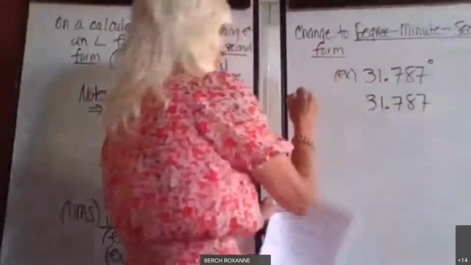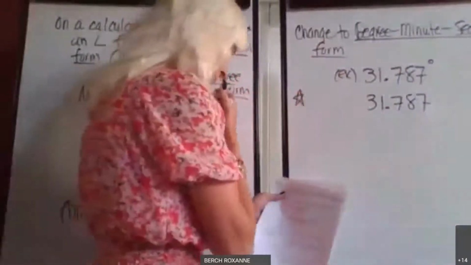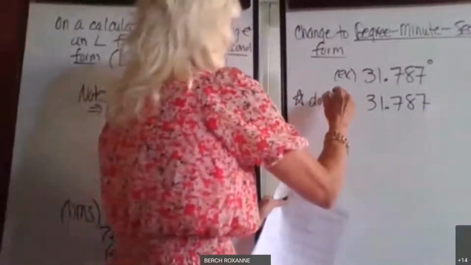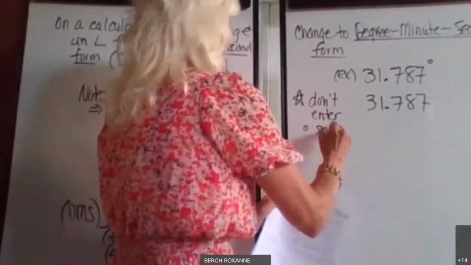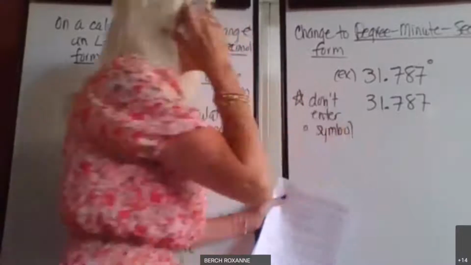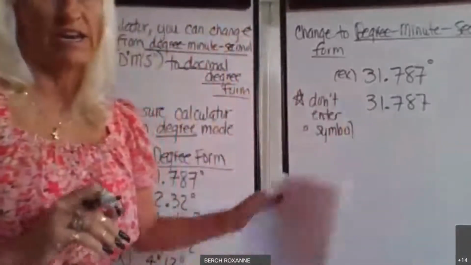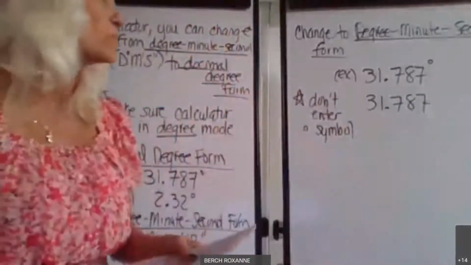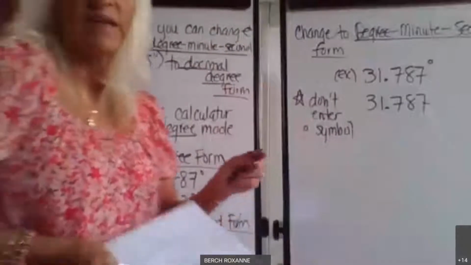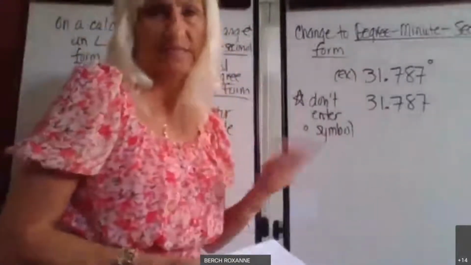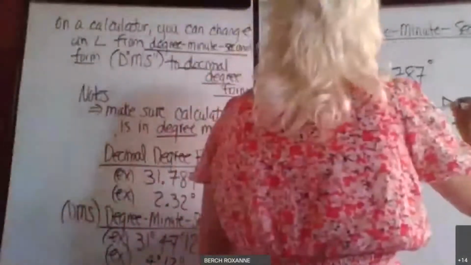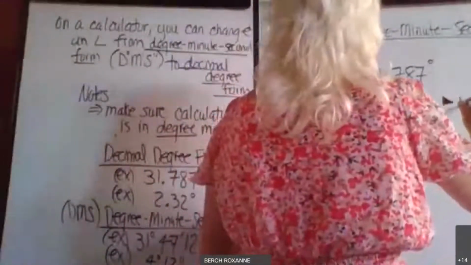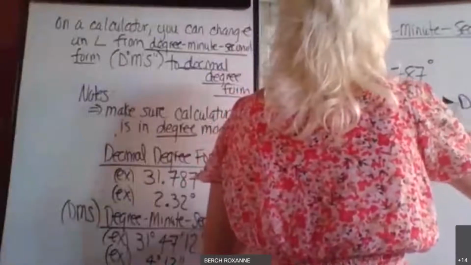31.787. Do not put the degree symbol in. Don't enter the degree symbol. If you're wondering where that is, I'll show you in a minute, because you're going to need to know where the degree symbol is, but not right now. All right, so you're just going to put it in because the DMS key recognizes this as degrees. So you're going to put that in, and then you're going to hit the DMS key.